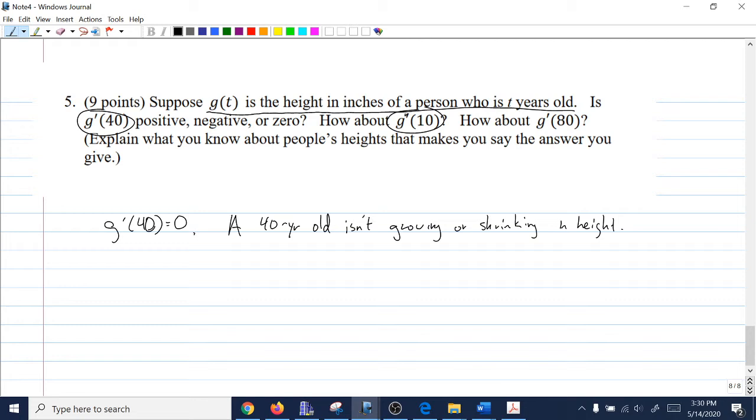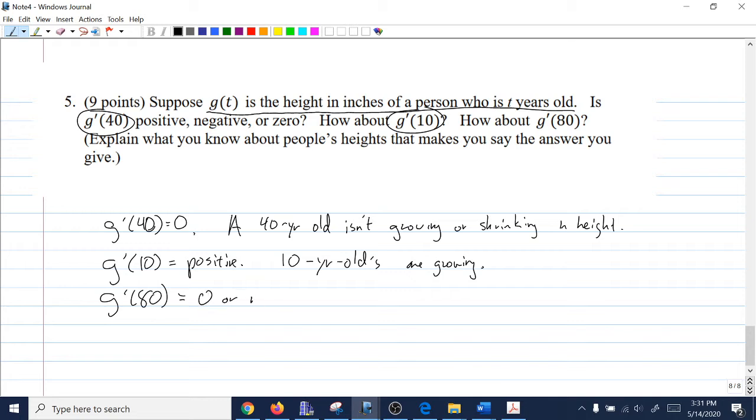How about G prime of 10? Is a 10-year-old growing or shrinking, or neither? A 10-year-old is growing. So G prime of 10 should be positive. 10-year-olds are still growing. How about G prime of 80? Some 80-year-olds shrink, not all of them. It's 0 or negative, depending on whether the person is shrinking in their age.